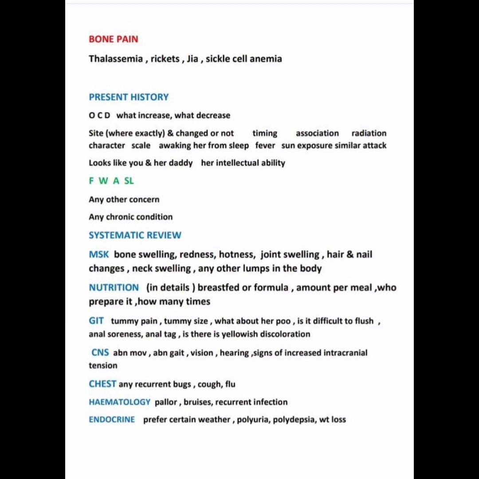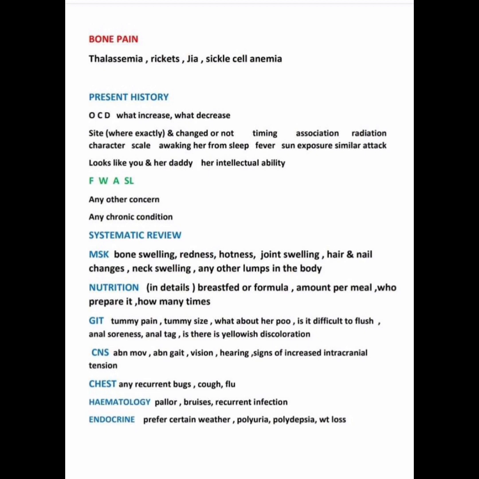Systemic review. So in systemic review in bone pain, first we check the musculoskeletal system, MSK, that is whether the pain is associated with bone swelling, any redness over the bone, hotness, joint swelling, hair and nail changes, neck swelling, and any other lumps in the body. Next is nutrition. In detail we take the nutrition history, whether the baby is breastfed or formula fed, amount per meal, who prepares it and how many times.